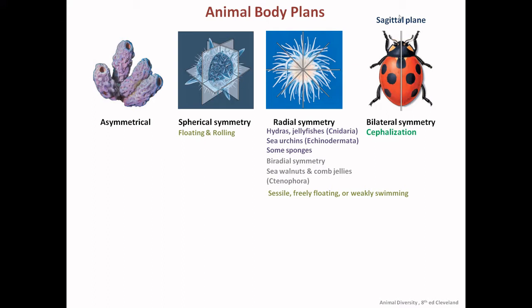When you cut the animal into two equal halves based on the sagittal plane, you get two fragments of the body which are mirror images of each other. This is called bilateral symmetry. Here we can see the cephalization process. So the main body plans are asymmetrical, spherical symmetrical, radial, which has a subtype biradial, and bilateral symmetry. So four major body plans.